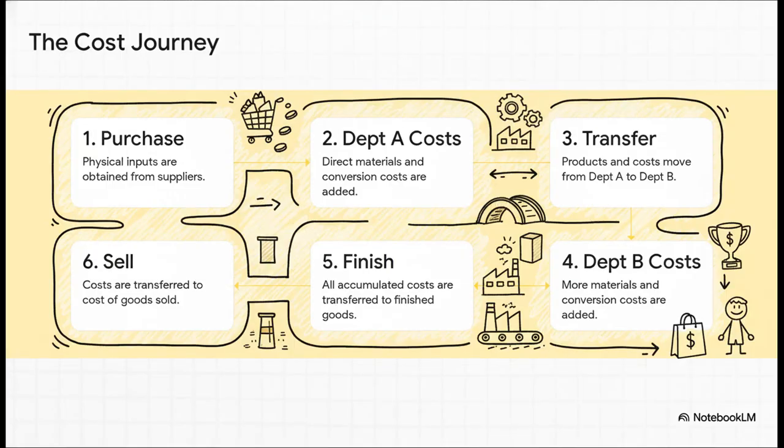This whole journey really flows through a few key stages. As you can see, it all kicks off with buying the materials. Then, it moves through different production departments where more costs get piled on. And it only officially ends when that finished product is sold to an actual customer. We're going to follow this exact path on our diagram.